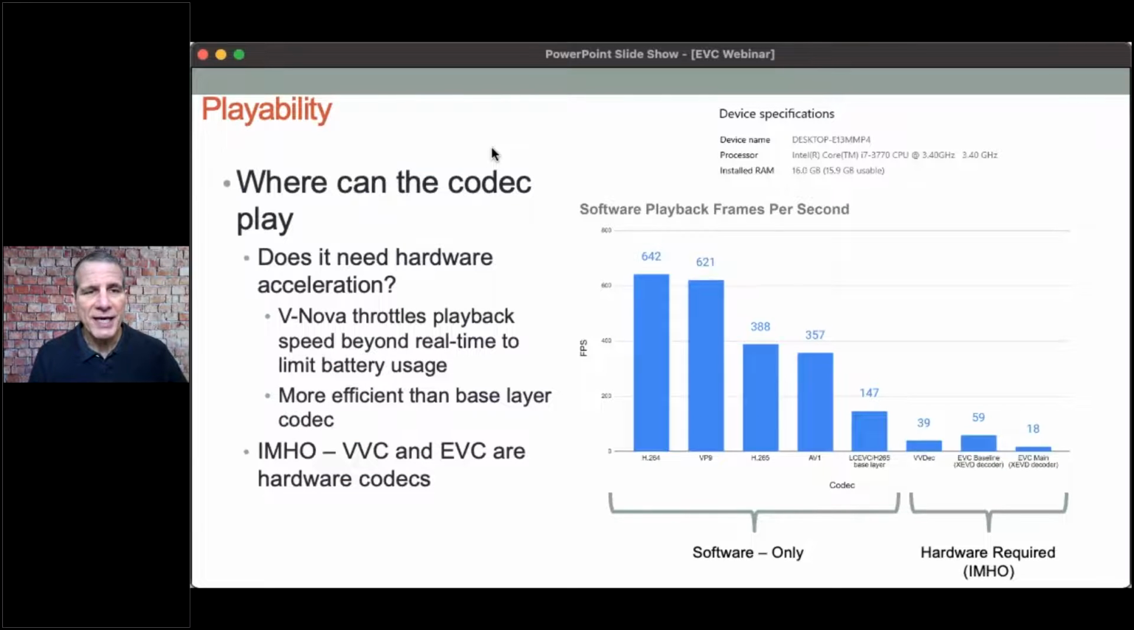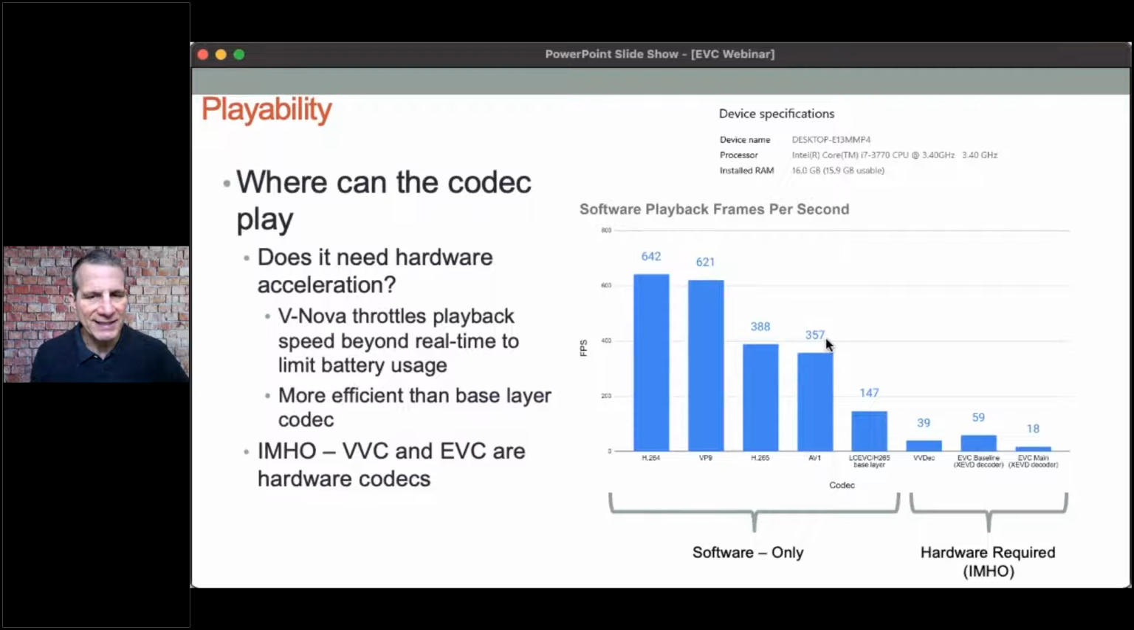So where can the codec play and which require hardware acceleration? These are playback tests on the same computer that I tested the encode on, and H.264 played back at 642 frames per second. VP9 was 621. HEVC was 388.